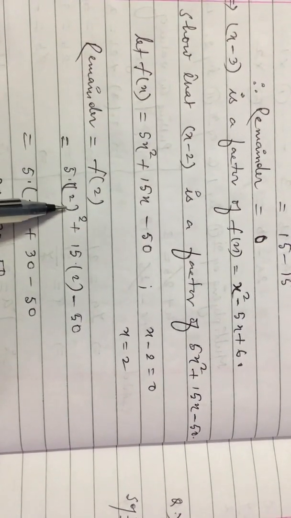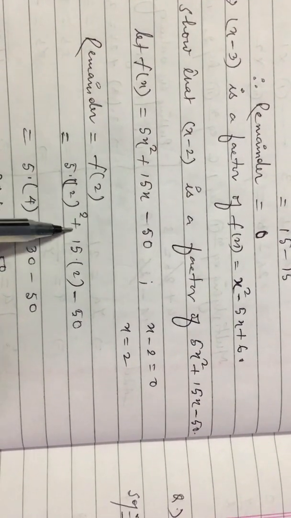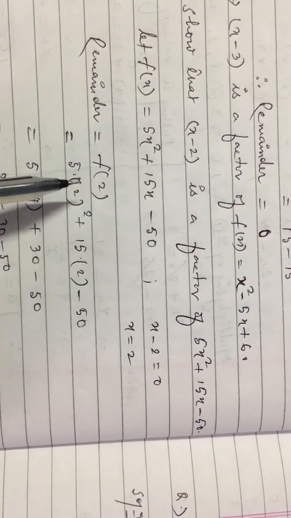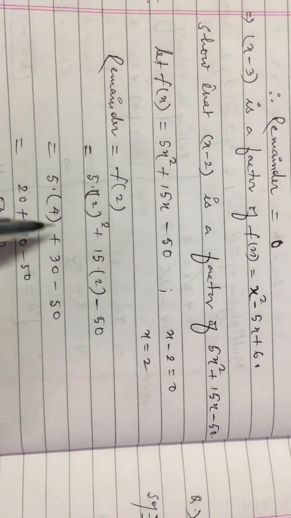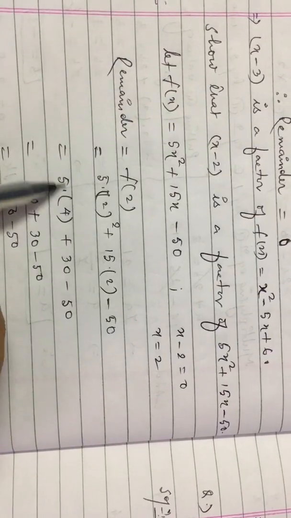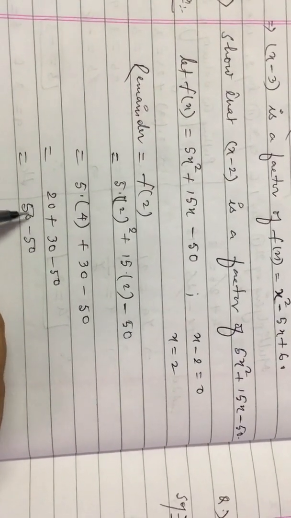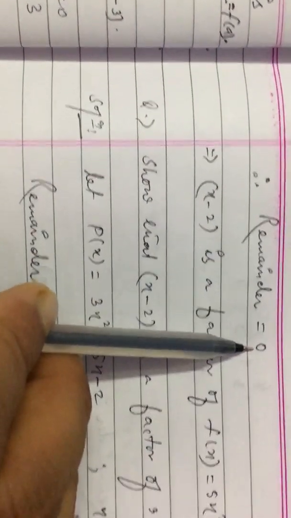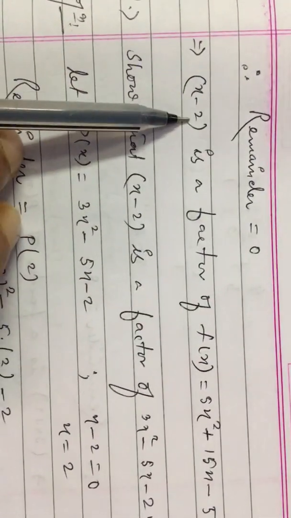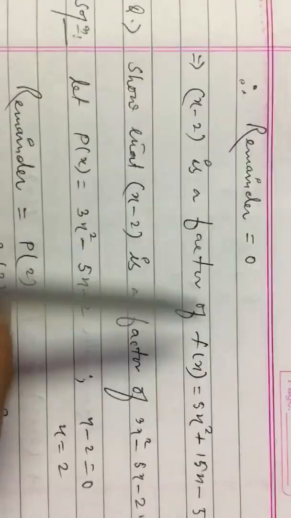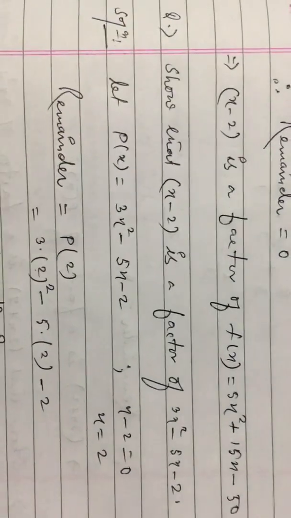So 5 into 2 to the power 2 plus 15 into 2 minus 50. The square of 2 is 4. 15 twos are 30. 5 fours are 20, plus 30, 50, minus 50, that is 0. And if the remainder is equal to 0, hence we can say that x minus 2 is a factor of the given polynomial f(x).